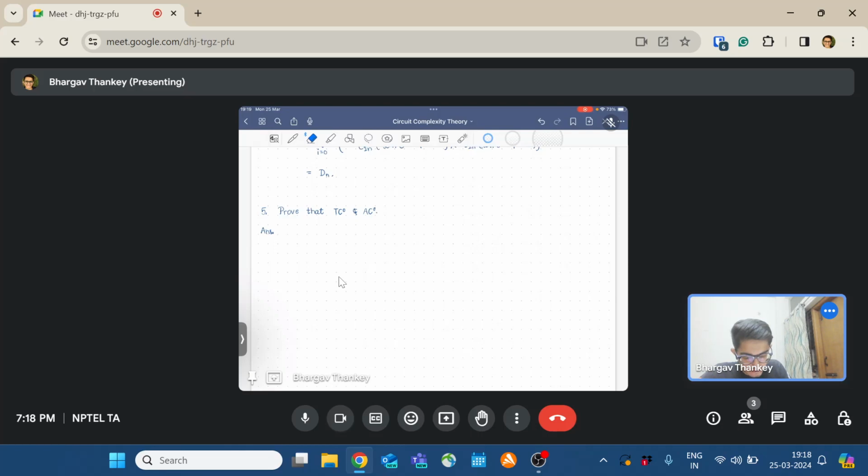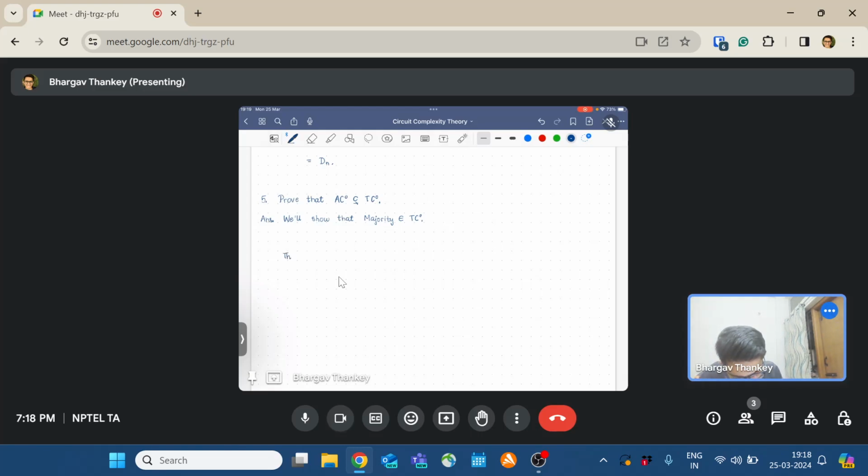Okay. A better way to write it would be this. Prove that AC0 is strictly contained in TC0. That would make that diagram much more meaningful. Okay, and we'll show that. So here's one very straightforward way to construct a TC0 circuit for majority.